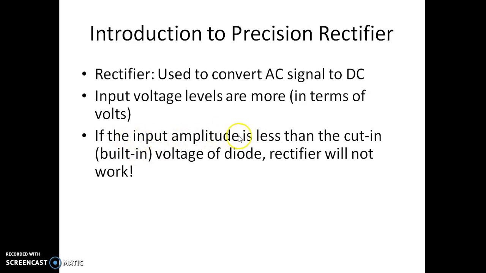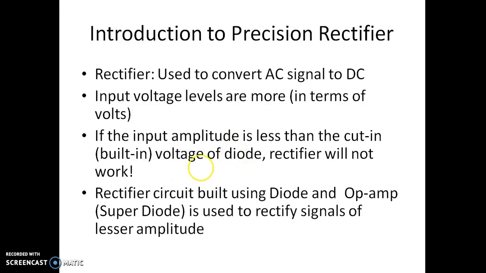If the input amplitude is less than the cut-in voltage or the built-in voltage of the diode, this type of rectifier will not work. Meaning, we have seen in the working of a rectifier, if the input voltage exceeds the cut-in voltage, then the diode conducts. So then we had the current flowing in one direction and it was not flowing in the other. And of course, we had different varieties of rectifiers. Suppose the input voltage amplitude is less than the cut-in voltage, then this type of rectifier won't work.